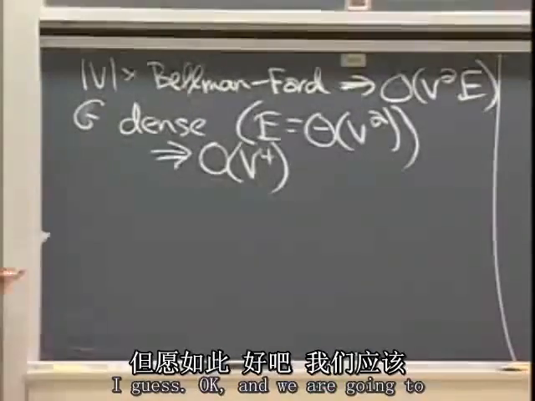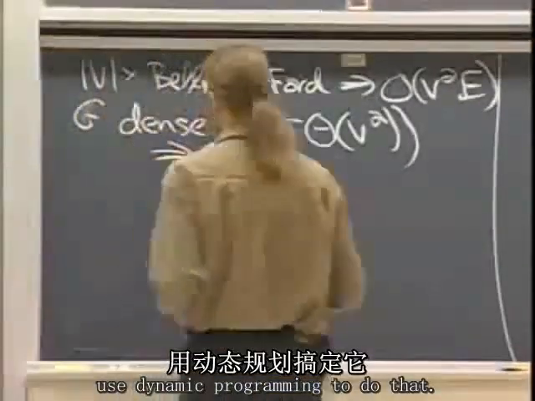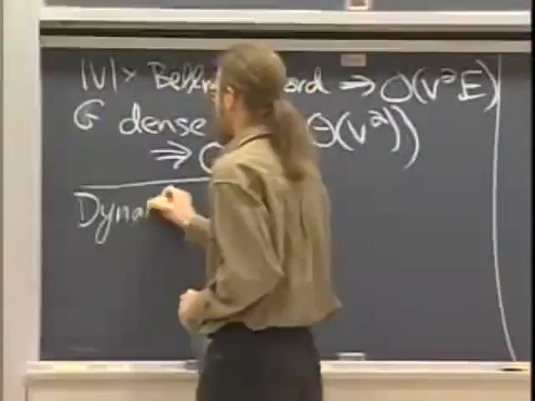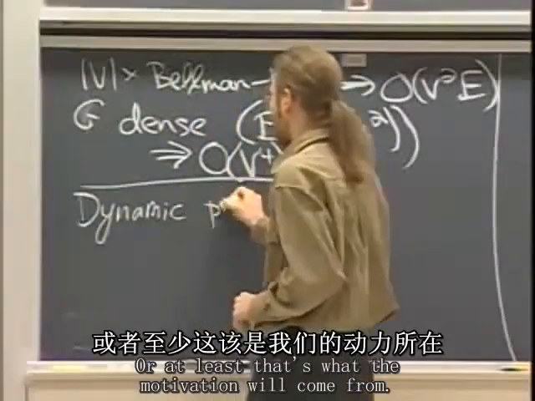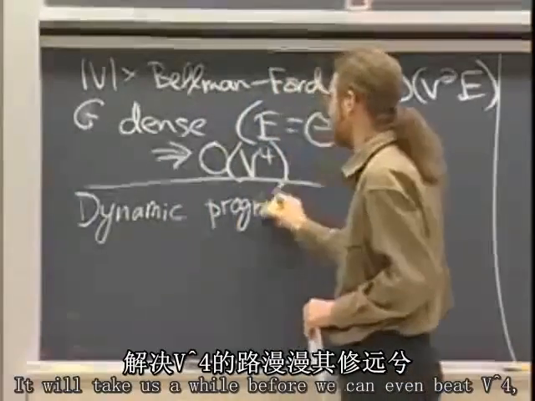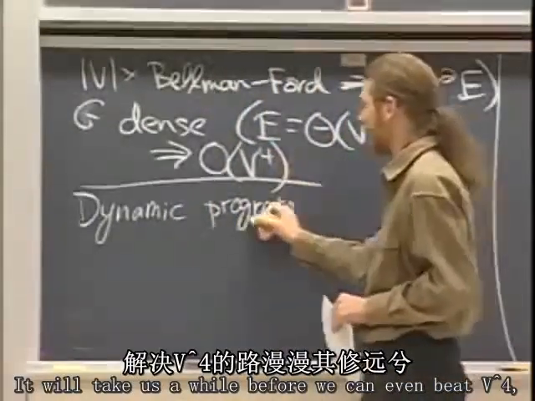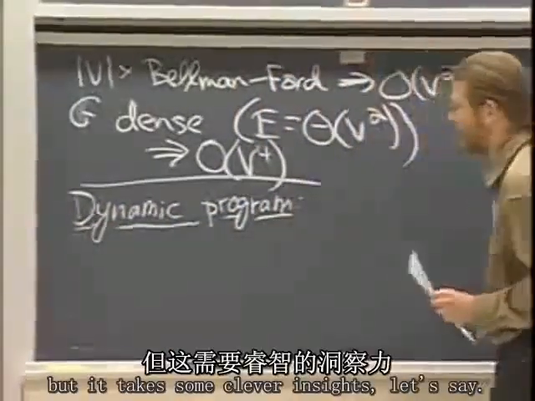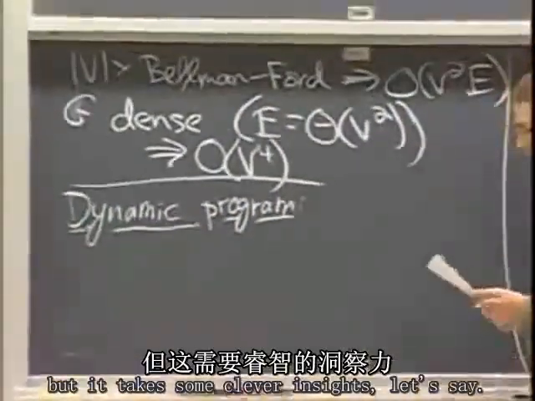Okay, and we're going to use dynamic programming to do that. Or at least that's where the motivation will come from. It'll take us a while before we can even beat V to the fourth, which is maybe a bit pathetic, but it takes some clever insights, let's say.